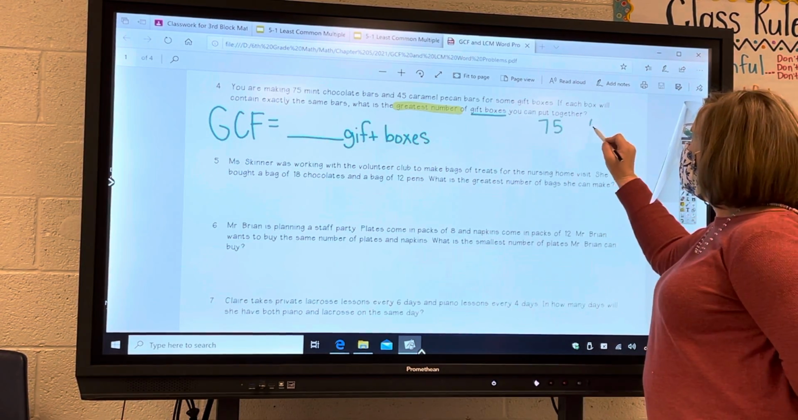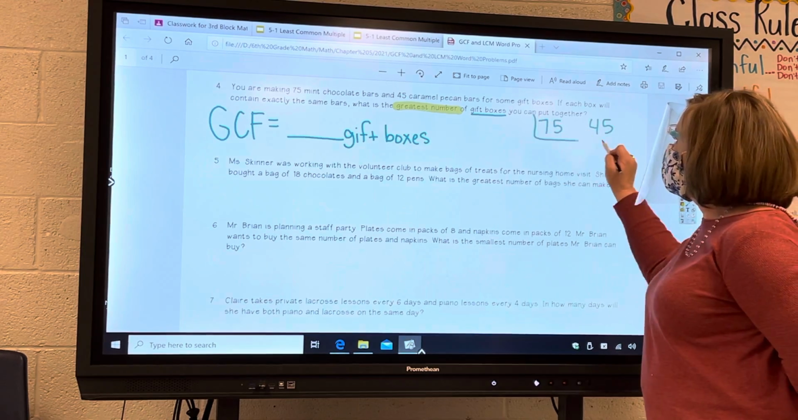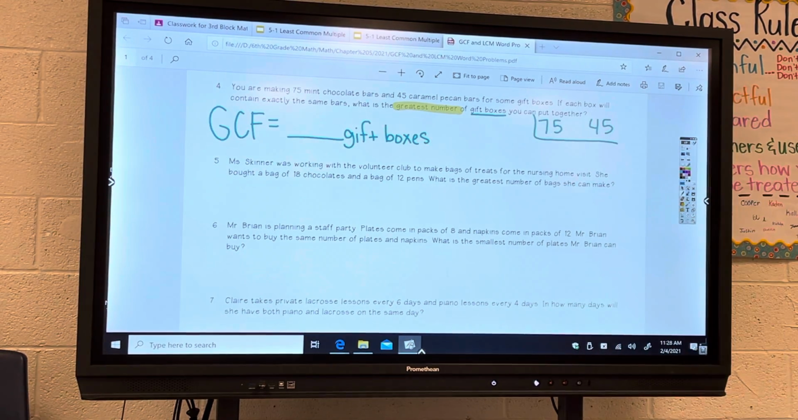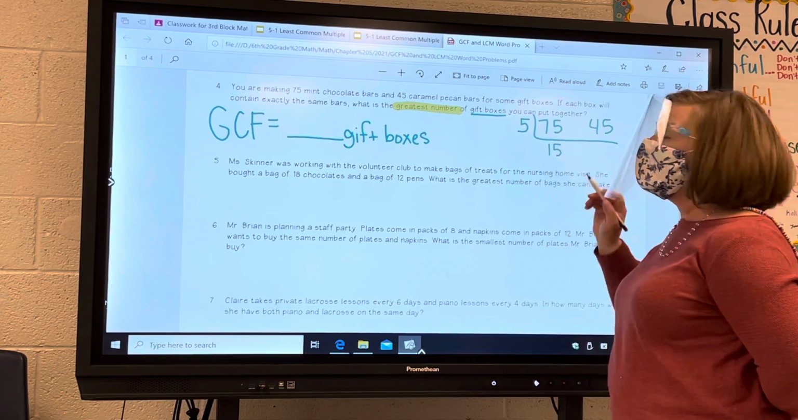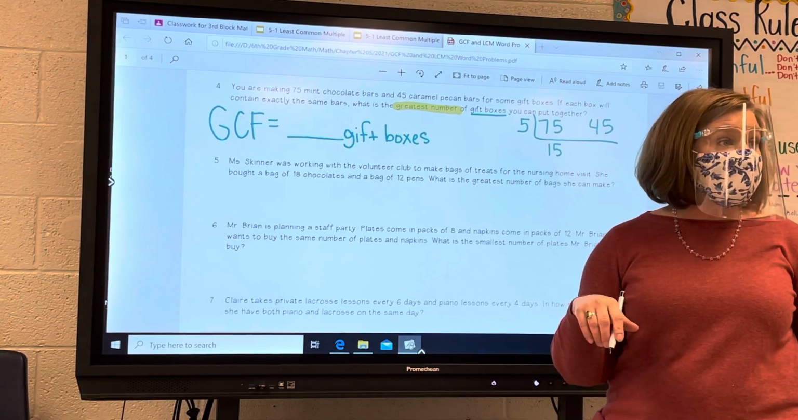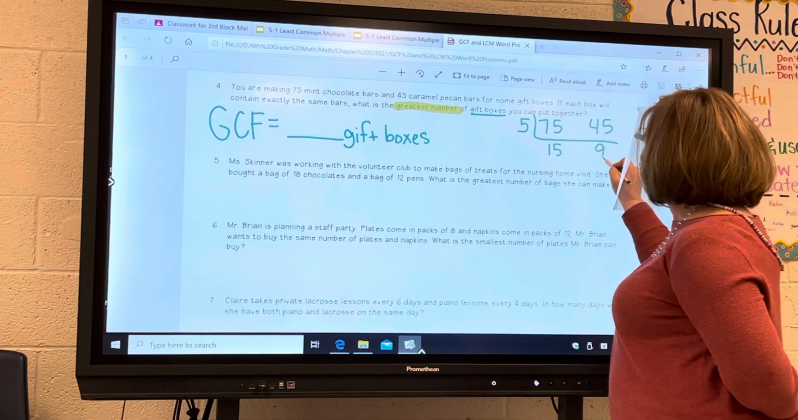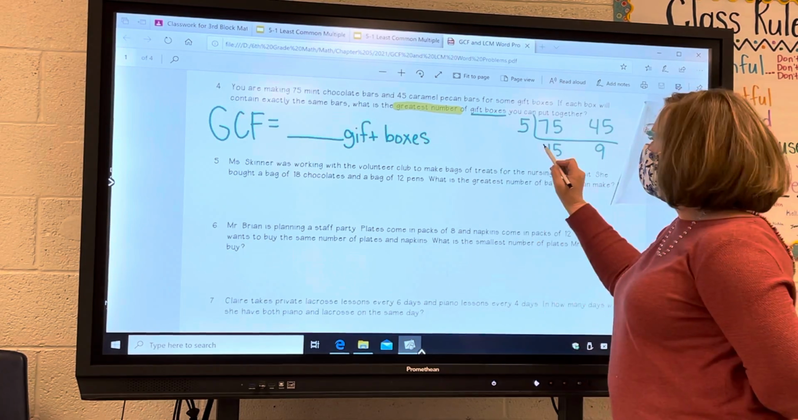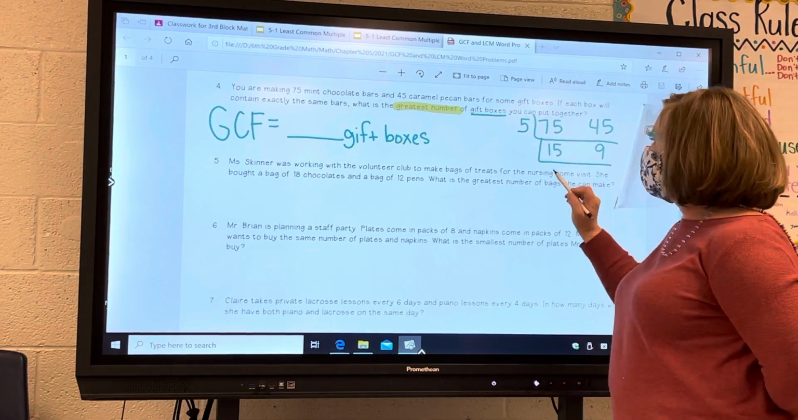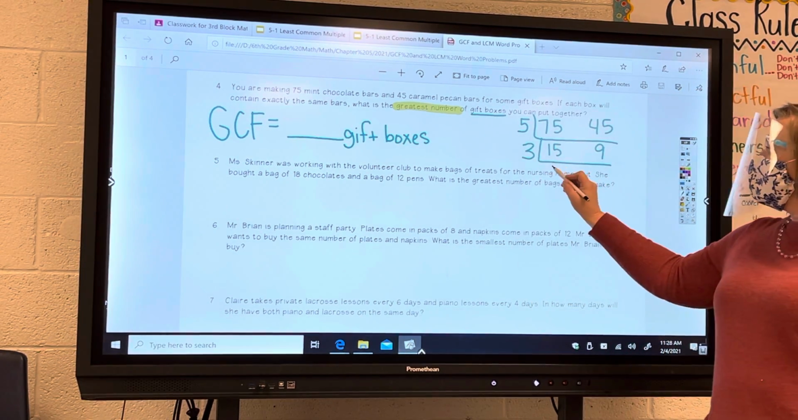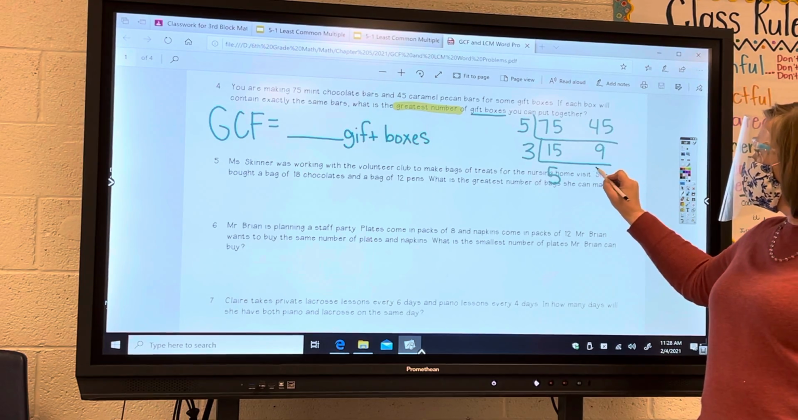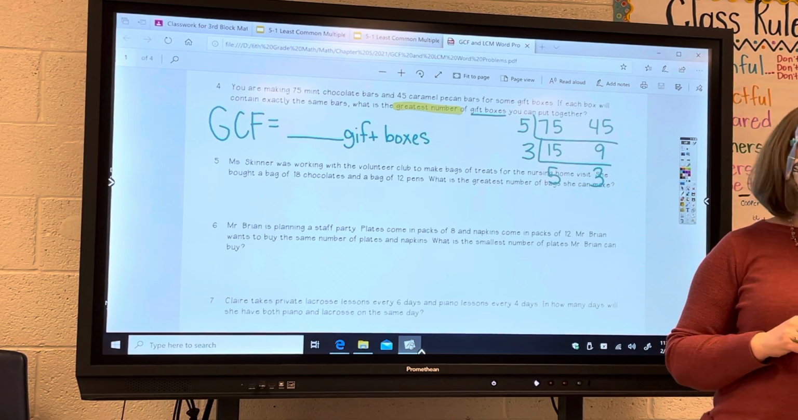And most of you have gotten your answer, and some of you were close when I was walking by. What can I divide 75 and 45 by? 5. 75 divided by 5 is 15. 45 divided by 5 is 9. What can I divide 15 and 9 by? 3. 15 divided by 3 is 5. 9 divided by 3 is 3. Can I stop? Yes.